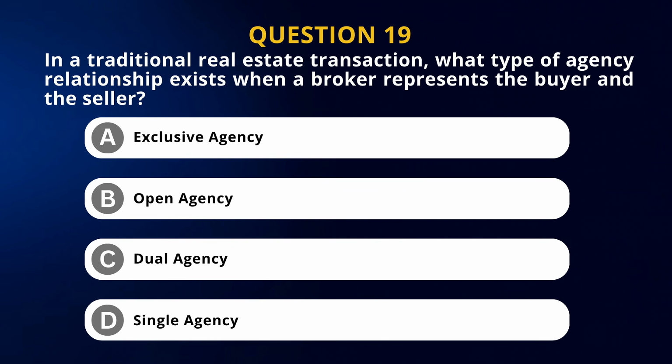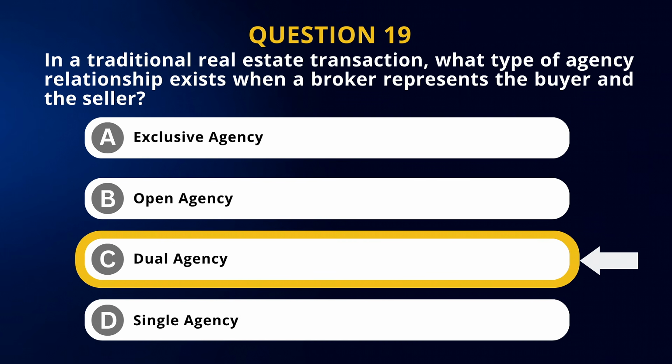Question number 19. In a traditional real estate transaction, what type of agency relationship exists when a broker represents the buyer and the seller? Letter A, exclusive agency. Letter B, open agency. Letter C, dual agency. Letter D, single agency. And the answer is letter C, dual agency.